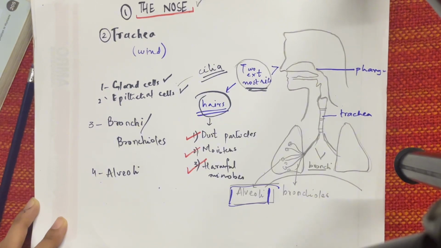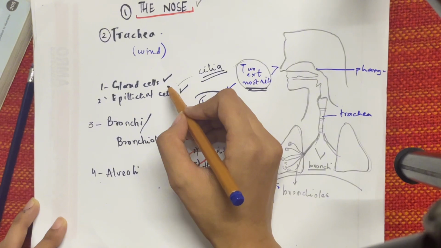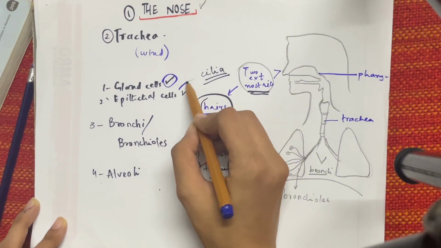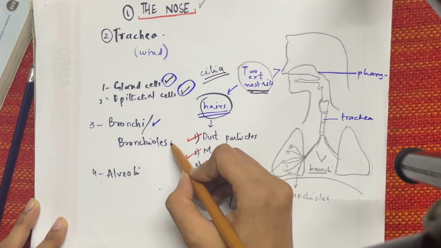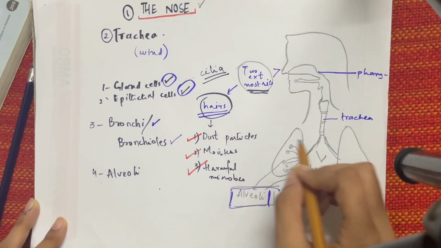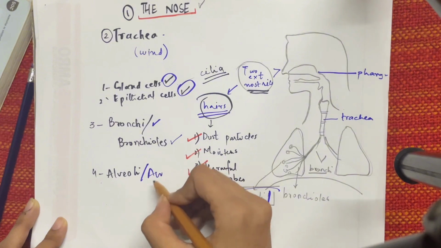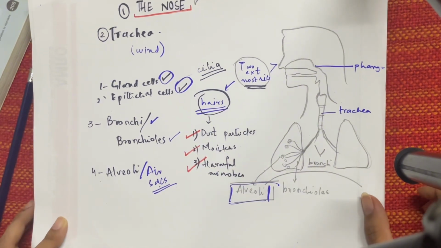This is all that you need to learn about the nose, and the trachea that consists of the epithelial layer, which consists of the gland cells and the epithelial cells. Then the trachea bifurcates into the bronchi and gives rise to the bronchioles. Then at the end of the bronchioles, we have the air sacs known as the alveoli. And the alveoli are responsible for increasing the surface area to volume ratio.